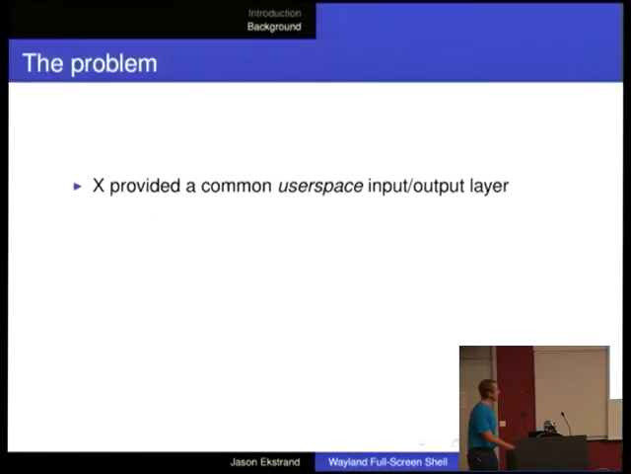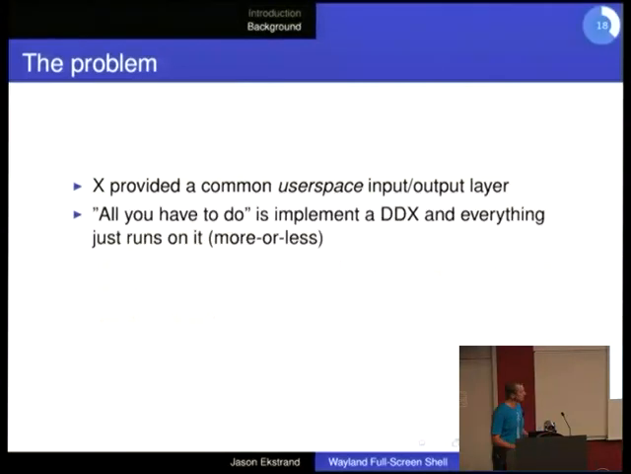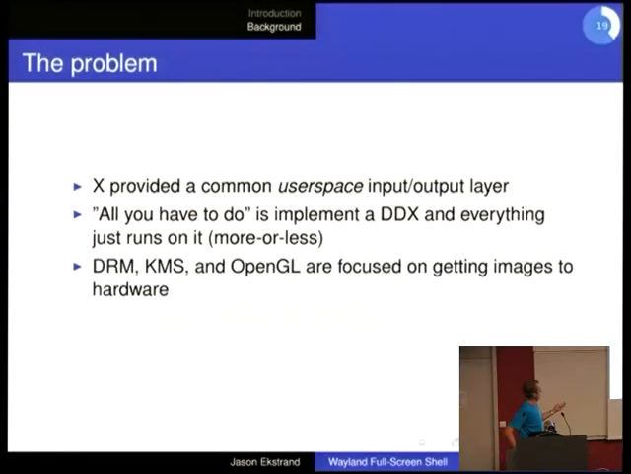One of the things that X provides that Wayland doesn't is a common user space input-output layer. The word user space there is italicized because that's going to be important here in a minute. Basically, all you have to do, in quotes, is implement a DDX and everything runs on it. At least that's the theory.